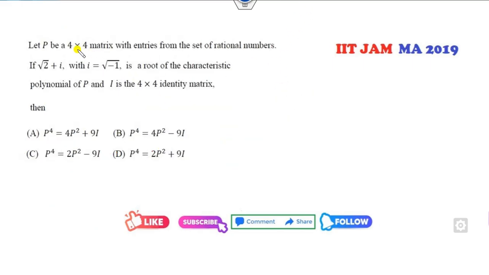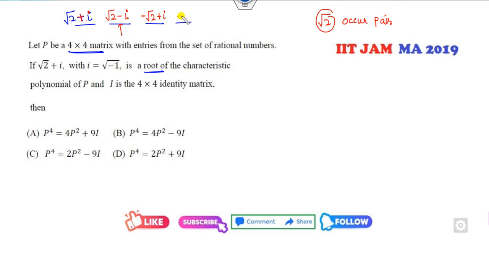Okay, look at this another one. Again it's a 4 cross 4 matrix. So it has 4 eigenvalues. One of the roots is given here, and you have to find this value. Very simple. You can see this is my one root, and we all know complex numbers always occur in pairs. So the second root will be here. We also know irrational numbers always occur in pairs. Fine. So if root 2 plus iota is there, then minus root 2 plus iota is also a root, and from here minus root 2 minus iota is the root. So these are my 4 eigenvalues.